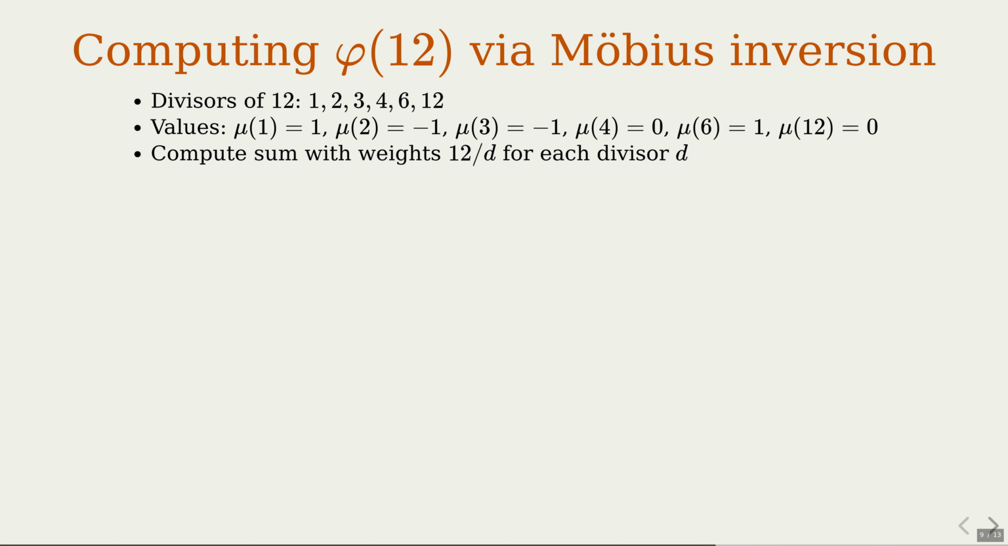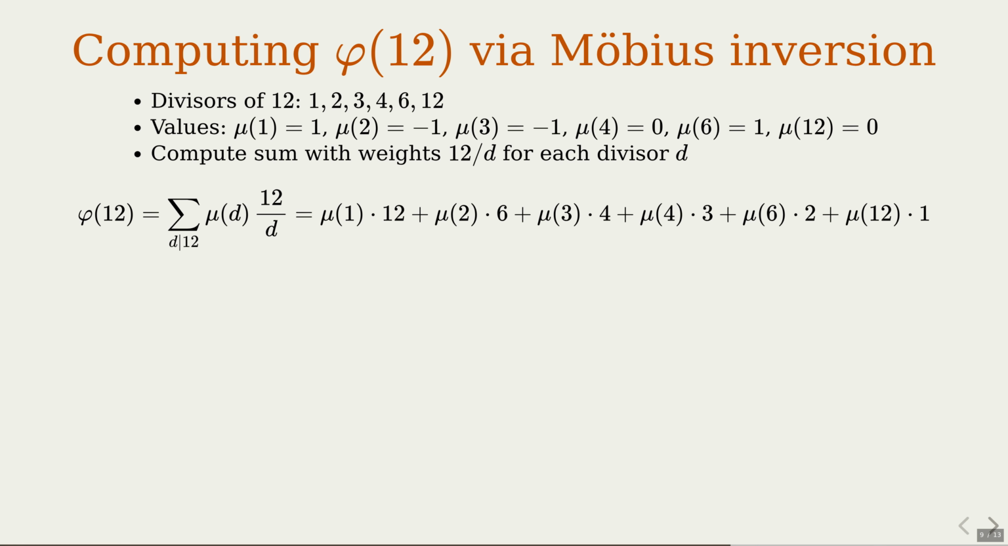Now plug these mu values into the formula for phi of 12, multiplying each mu of d by 12 divided by d and adding them up. Written out, the sum becomes 12 times mu of 1, plus 6 times mu of 2, plus 4 times mu of 3, and so on for all 6 divisors.